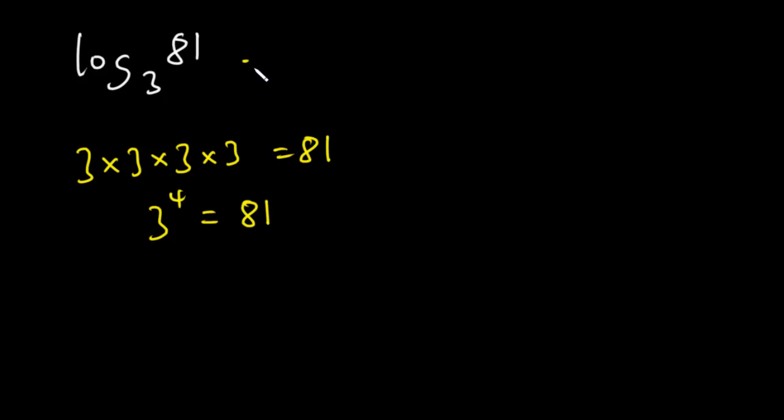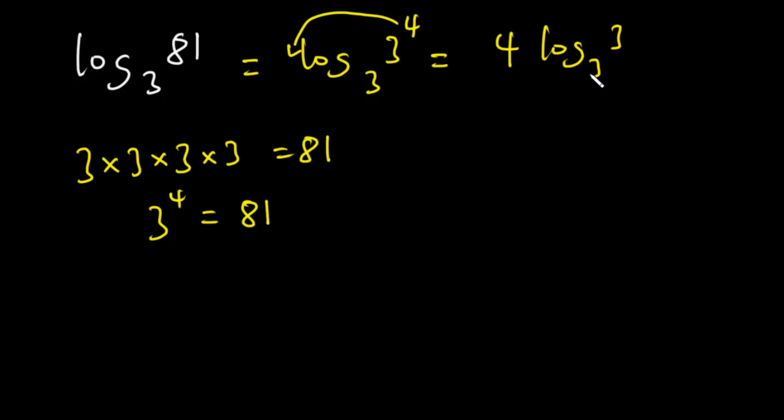So this can be written as log 3 exponent 4 base 3. So you are going to transfer the 4 behind the log, and then we have 4 log 3 base 3. Now log of the same base is equal to 1. So you are going to have 4 times 1, which is equal to 4. So log 81 base 3 is equal to 4.